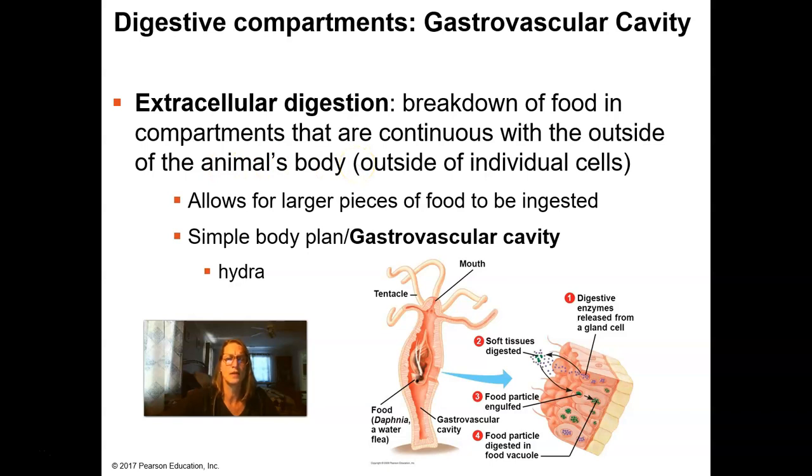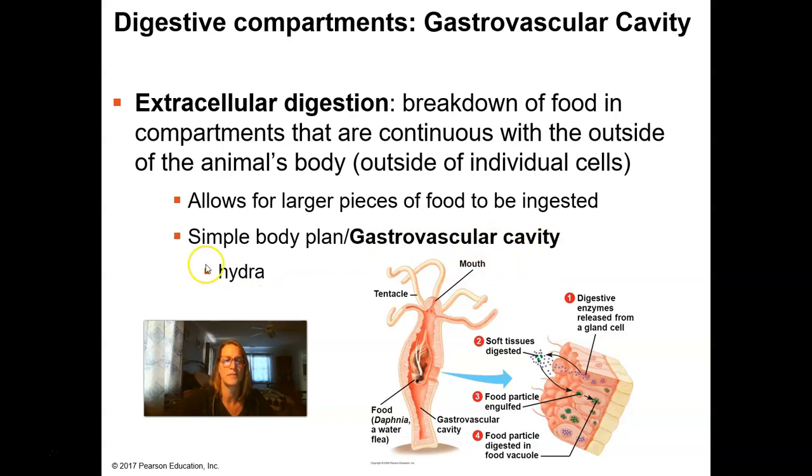Some benefits of extracellular digestion is it allows for larger pieces of food to be ingested than what we saw with the sponge. With intracellular digestion, obviously the particles of food have to be small enough to fit within the vacuoles that are inside a cell. With extracellular digestion, you can consume larger food items. The simplest type of digestive compartment for extracellular digestion is called the gastrovascular cavity.